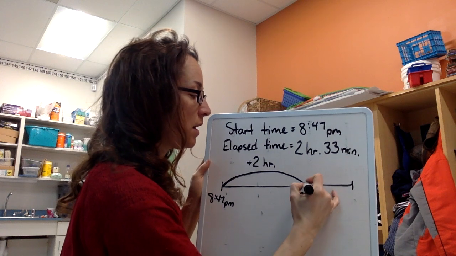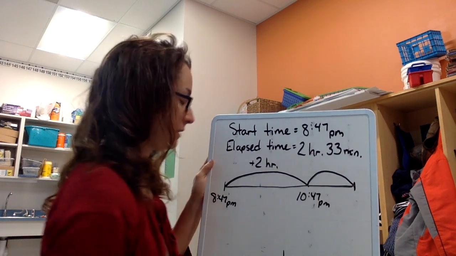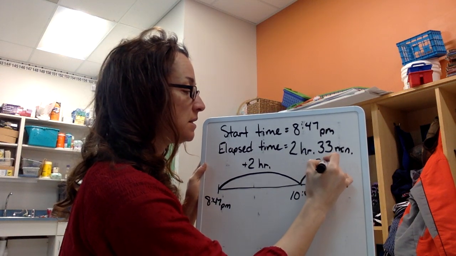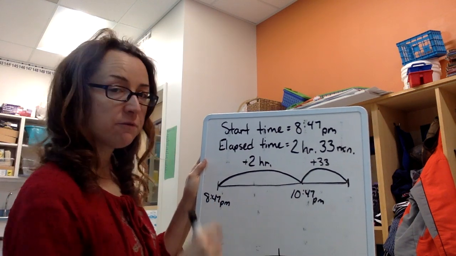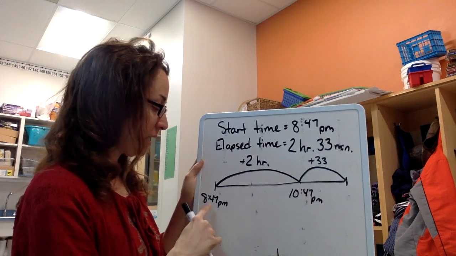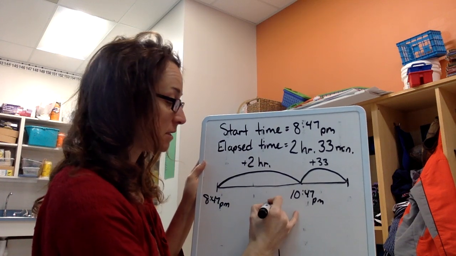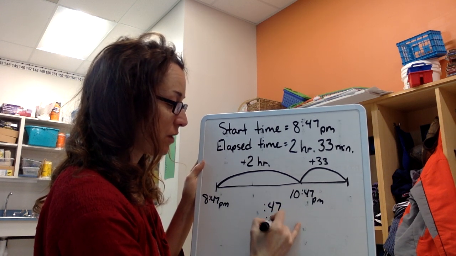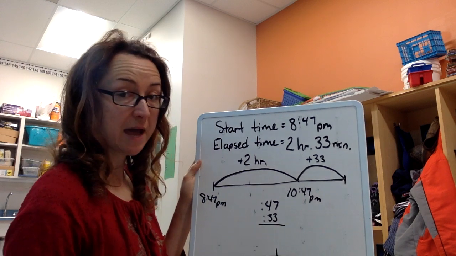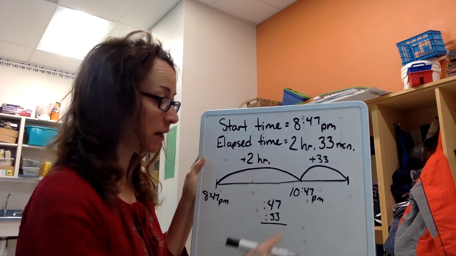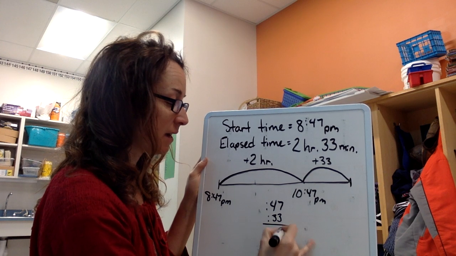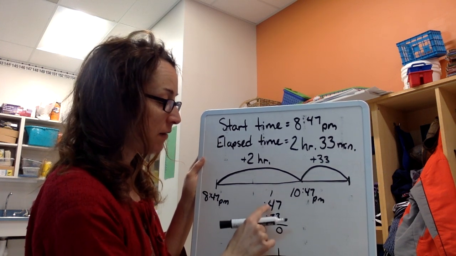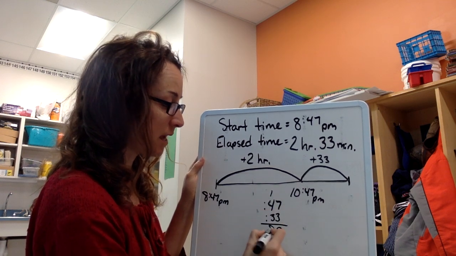Okay, so I'm going to add 33 minutes. So I'm going to put plus 33, and I see 47. Now what we've been talking about is taking our minutes, just our minutes. So I'm going to put 47, and I'm going to put 33 right here. And I'm going to do some adding, and I want you to see what's going on here. So I've got 7 plus 3 is 10. I'm going to put my 0 from the ones place and my 1 from the tens place up here. 4 plus 3 is 7, plus 1 is 8.